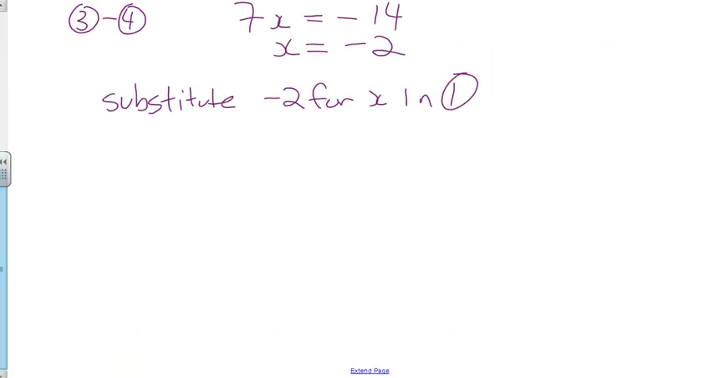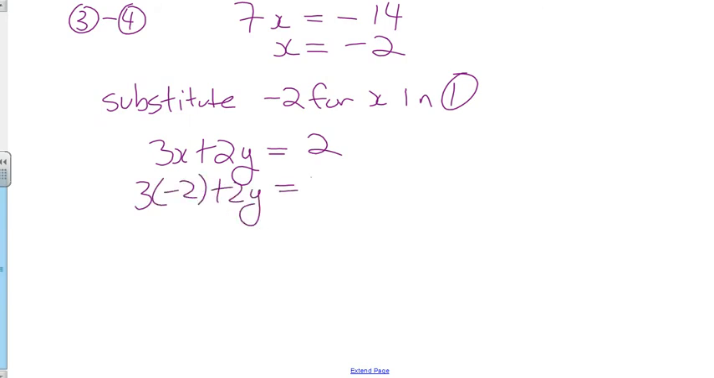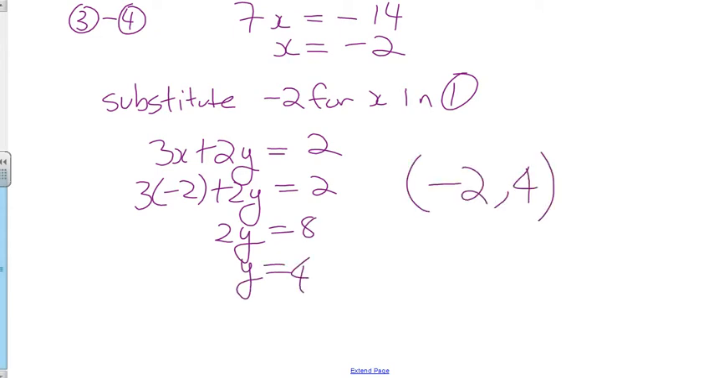Okay, what was 1? 3x plus 2y equals 2. 3 times negative 2 plus 2y equals 2. 2y equals 8. y equals 4. Negative 2, 4. Okay? Let's run a quick check on that.